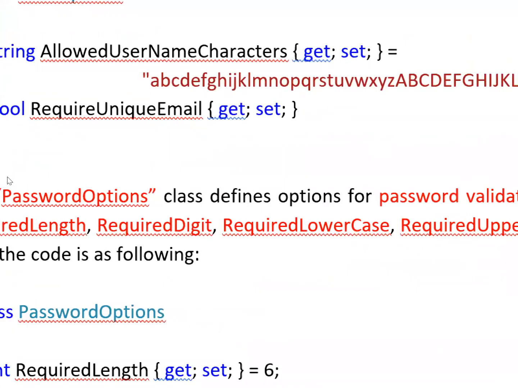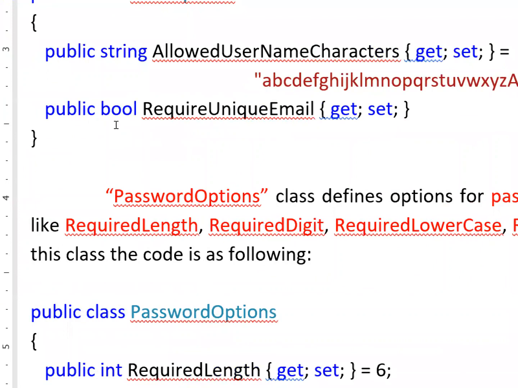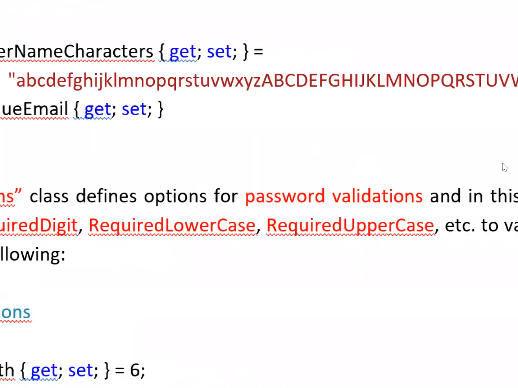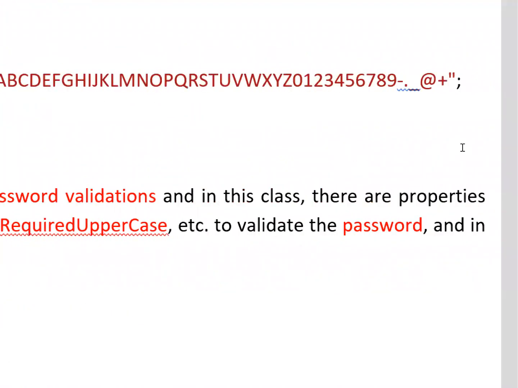All of you watch it. There is a property. What is the property? AllowedUserNameCharacters. Are you clear or not? See there. These are the allowed characters. Uppercase, lowercase, hyphen, decimal, underscore, @, plus. I used @ now, correct? That is the allowed character. All these are the validations what we have.